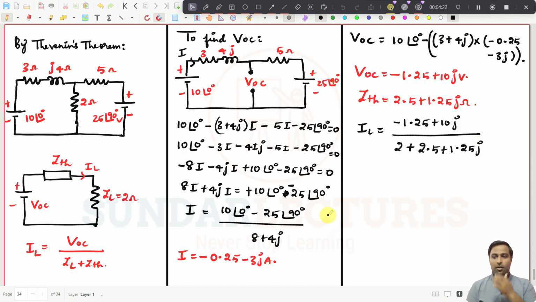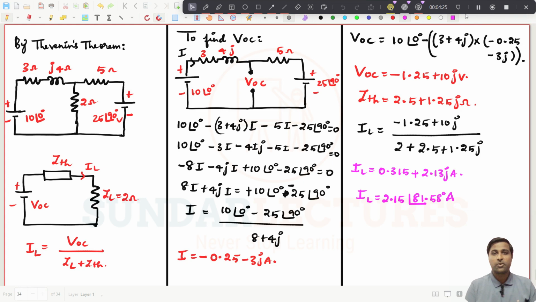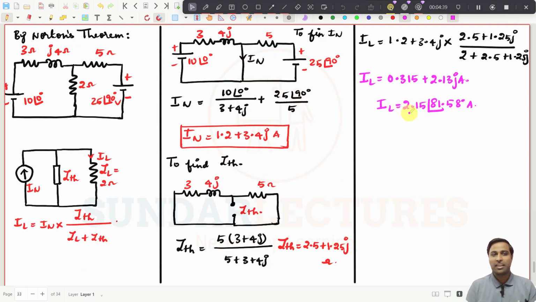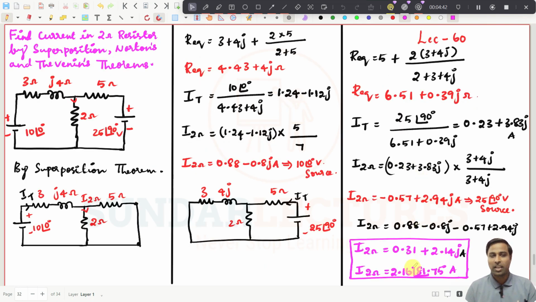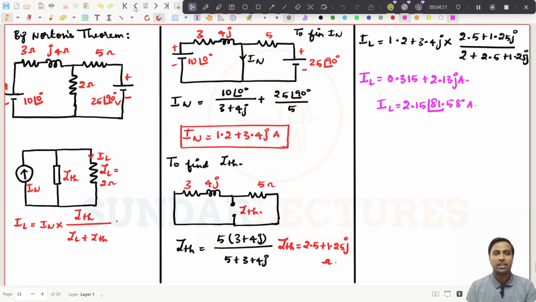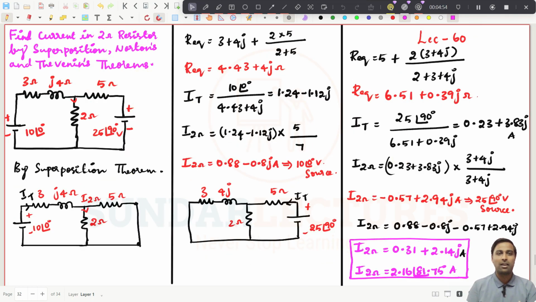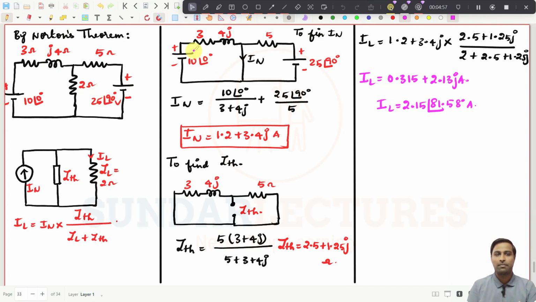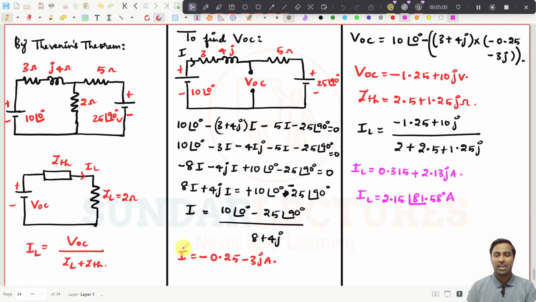That's all. Now if I simplify this, I get IL equal to 0.1315 plus 2.13j, and in polar form, I get 2.15 at an angle of 81.58 degrees. This is what we got in Norton's theorem and also in the superposition theorem. I have solved this problem by three methods: the superposition theorem, Norton's theorem, and Thevenin's theorem. I am getting all the answers the same.